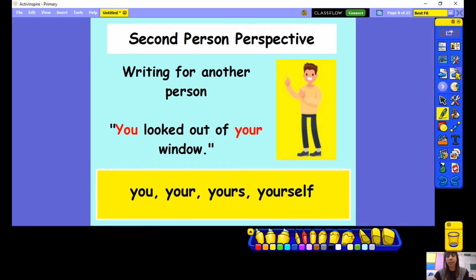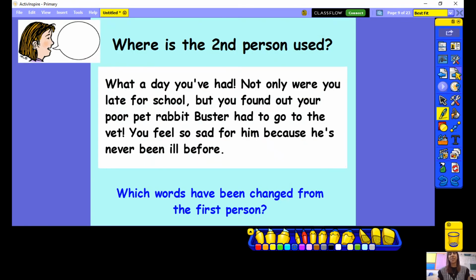So with that in mind, let's have a look at another passage and see how it's been translated into the second person. This again is the same diary extract we just looked at when we were looking at the first person, but I've changed it to the second person perspective. So talking directly to somebody else, narrating what they have done. So again, I wonder if you can spot any words that have been changed from the first person to the second person. What a day you've had.